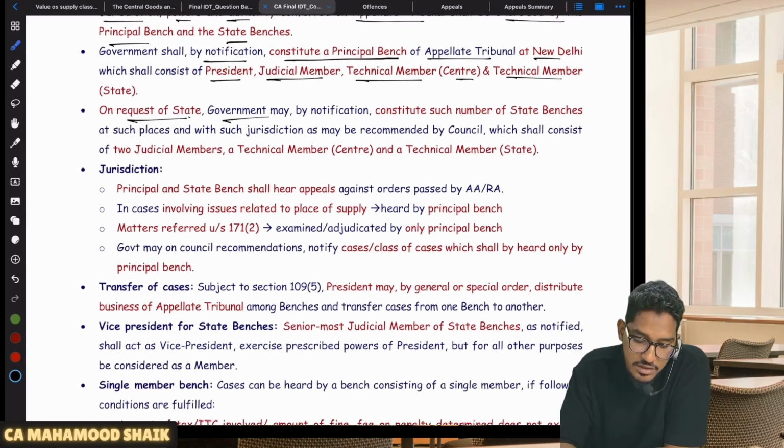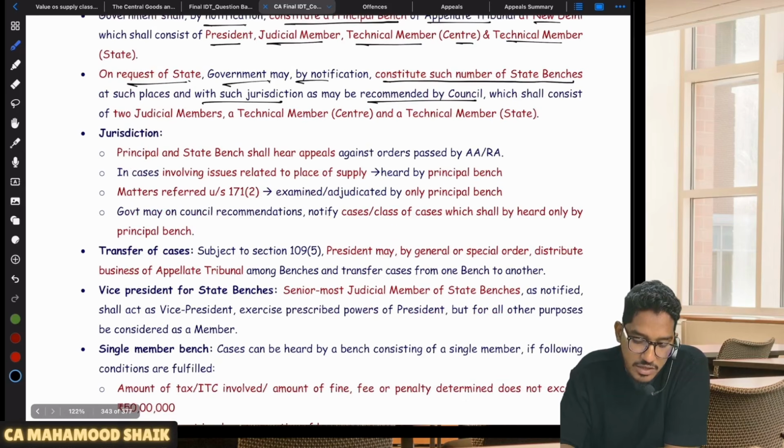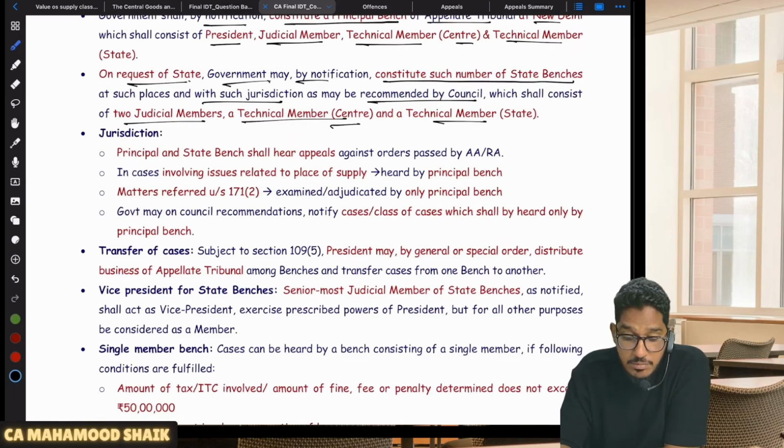On request of a state, the government by notification constitutes such number of state benches also, at such places and with such jurisdiction as recommended by the council. And in the state benches, who will be there? 2 judicial members, a technical member from the center, and a technical member from the state. And out of these 2 judicial members, the senior most judicial member should act as a vice president.